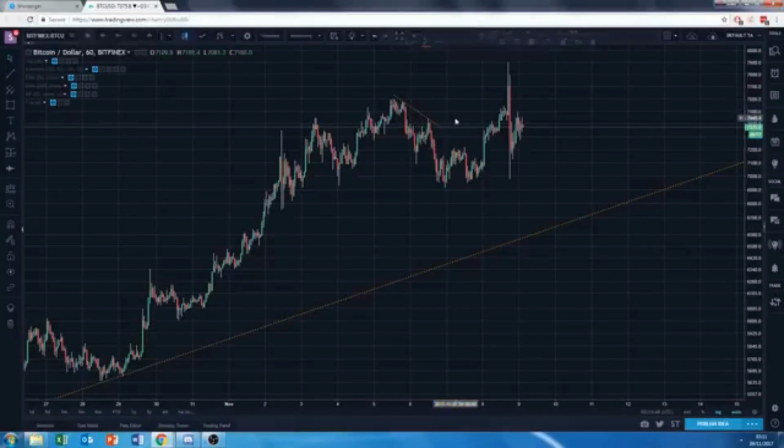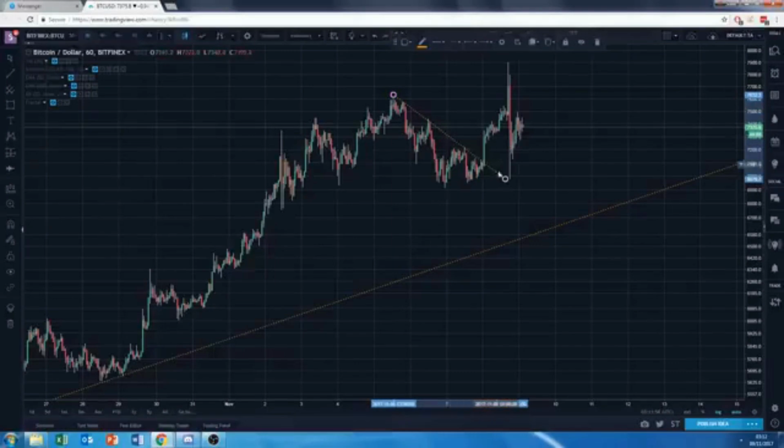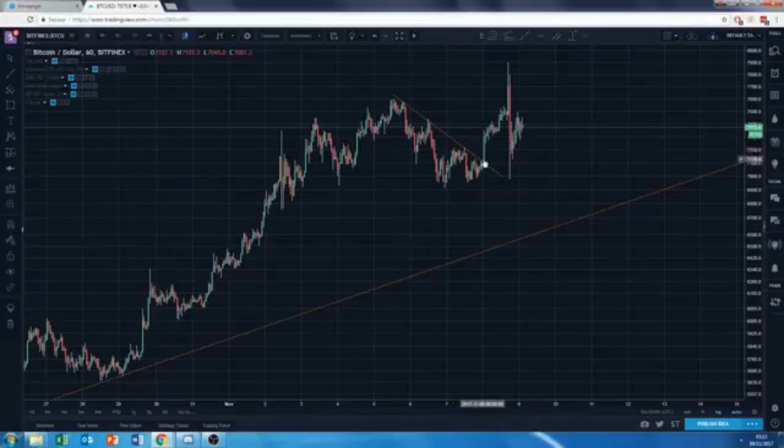I don't mind not being 100% accurate. And then I'm going to extend it again. Oh, nope, I'm going to extend it again. And here you see we get a really nice resistance. Let me just clean it up. Yeah, touch, touch, touch. And you see this touch eventually led to a breakout.